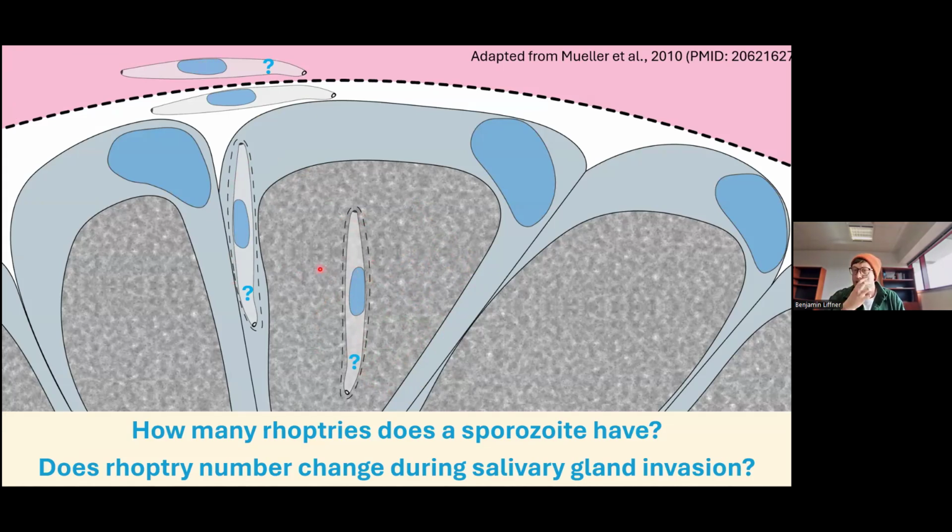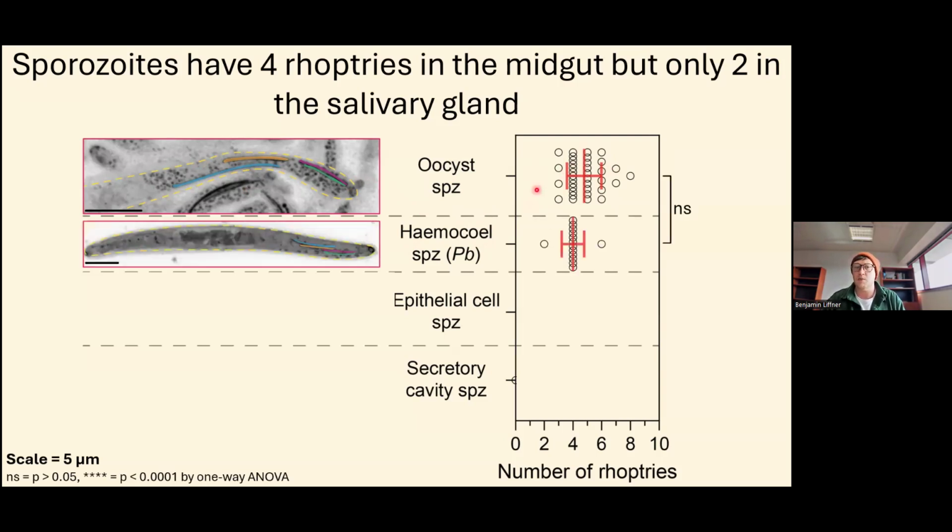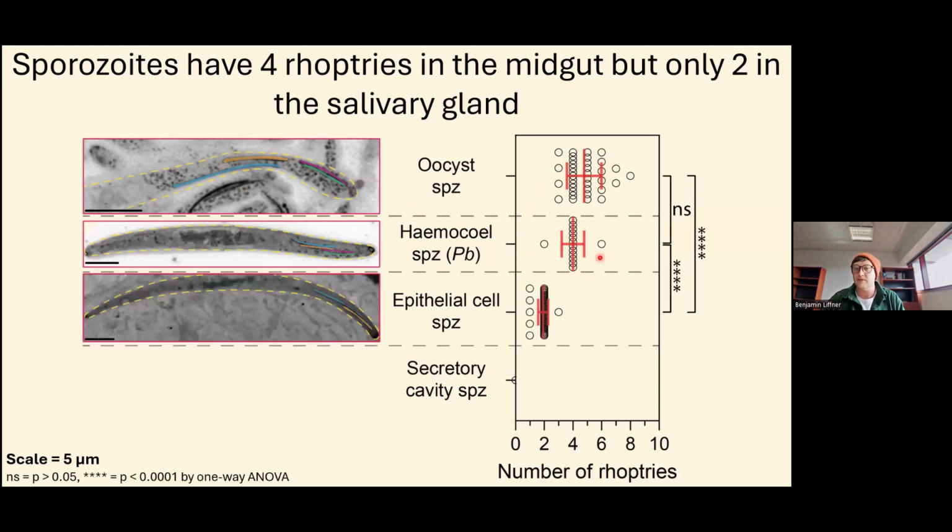And so we imaged expanded sporozoites and then counted their rhoptries. We first started with oocyst sporozoites, where we found that on average, oocyst sporozoites had 4 rhoptries, with a little bit of variance, but mostly 4 rhoptries. If we took hemocoel sporozoites, which are basically migratory in the process of getting to the salivary glands, we see essentially the same thing, an average of 4 rhoptries. By contrast, when we look at sporozoites inside the salivary gland epithelial cell, they only have 2 rhoptries. Same goes for those that are in the secretory cavity.